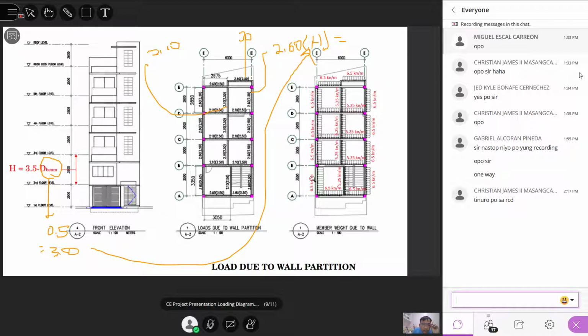Okay? This one I use 2.1. Ito dito yan. This one is interior. It should be 2.10 by 3. Okay? It should be 2.6 by 3. Not 2.5. Here I put 2.5. Okay?